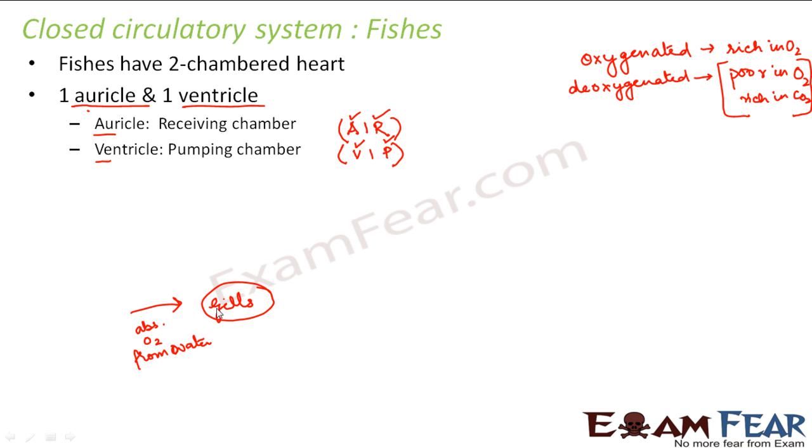So once the gills absorb the oxygen, what kind of blood will come out of the gills? It will be oxygenated blood, because it will have more oxygen. So this is the good blood.